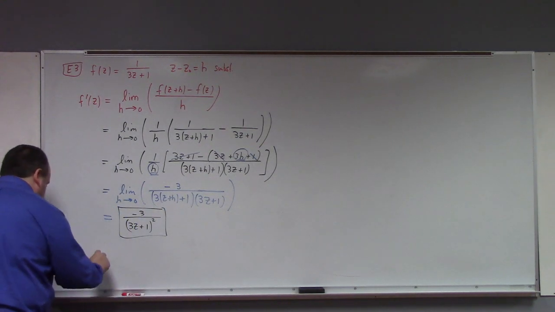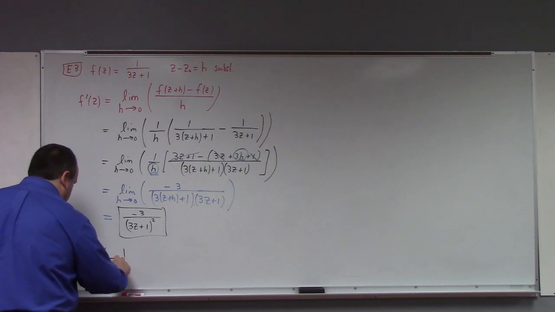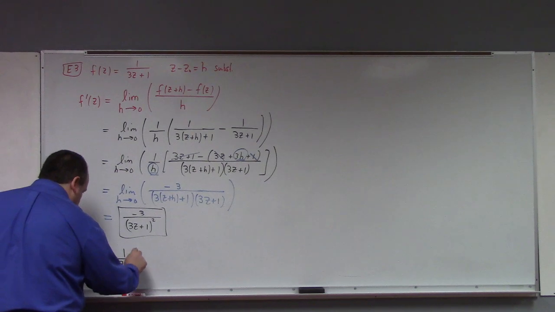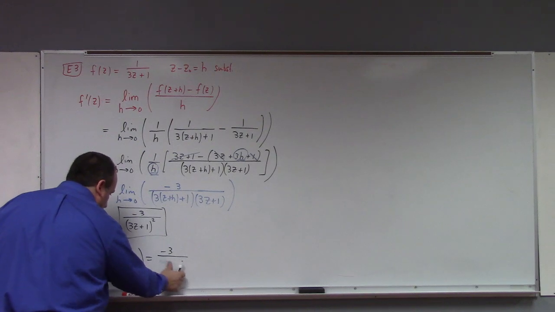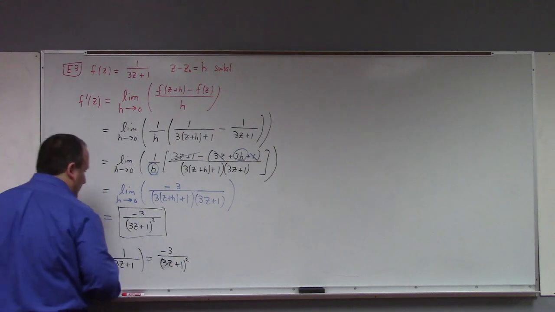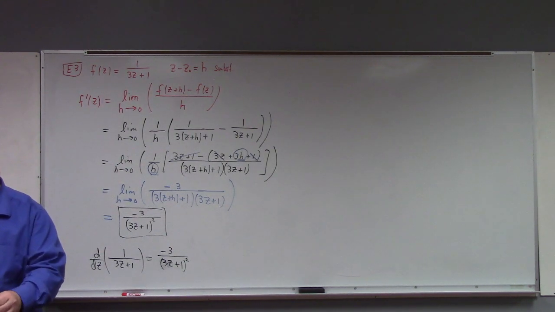And of course what this means in our usual notation is that d/dz of 1 over 3z plus 1 is minus 3 over 3z plus 1 squared, right? Totally unsurprising. This is what you would expect if complex differentiation works like real differentiation, right? And it does. All right, so there's that. Now, what else can I tell you here?